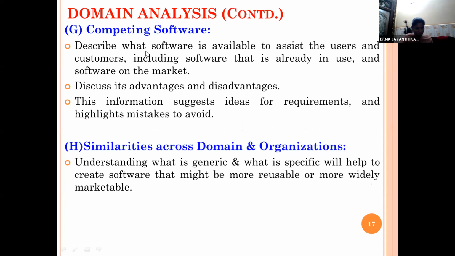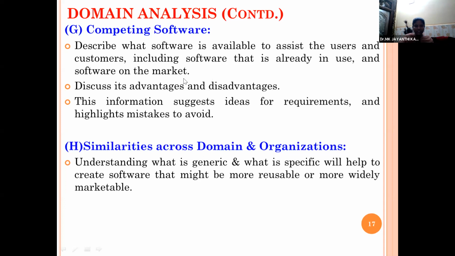And the competing software describes what software is available to assist the users and customers, including software that is already in use, and discusses the advantages and disadvantages of the software. If they are using any software or automated system presently, that should be mentioned. The existing system should be mentioned, and the information suggests ideas for requirements and highlights mistakes to avoid. So the current system should be mentioned, and how your proposed system is going to overcome the drawbacks should be mentioned. Similarities across domains and organizations.